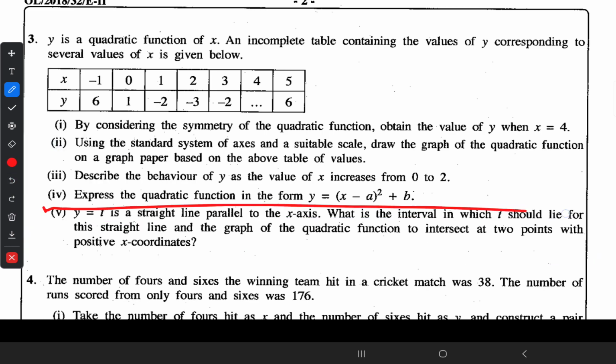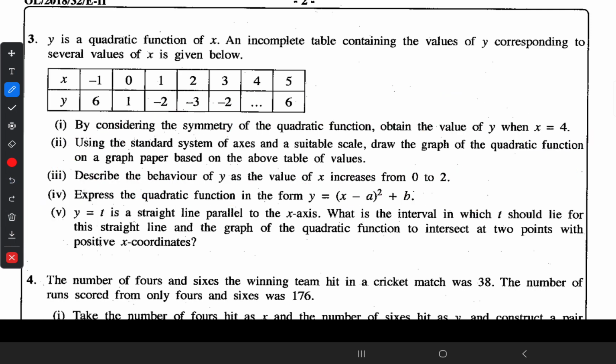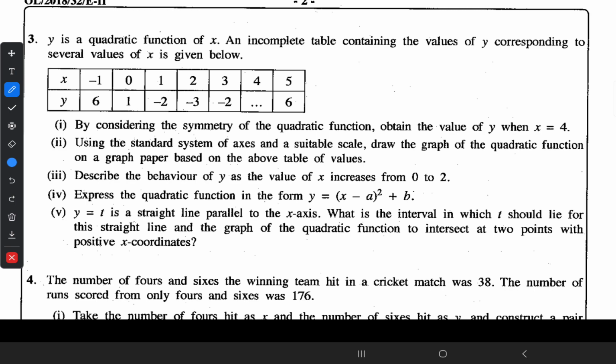This is not a constant one, but up to here, the behavior of the graph, expressing the quadratic function, plotting the graph and finding the quadratic function, those are easy. But the last part is the unique one for each and every paper. So you should identify what they asked. That's the first key thing you should find. Then, according to the diagram, how can we answer the question, that is also important.